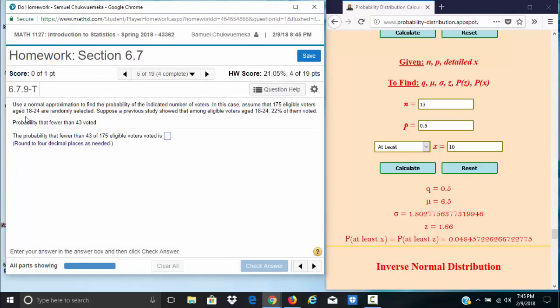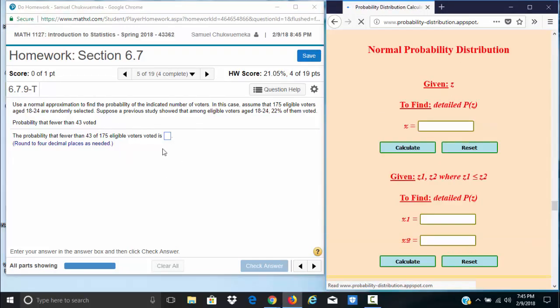Question 5. Use a normal approximation to find the probability of the indicated number of voters. So let me go ahead and refresh this while I read this. In this case, assume that 175 eligible voters aged 18 to 24 are randomly selected. Suppose a previous study showed that among eligible voters aged 18 to 24, 22% of them voted. Okay, so what is the probability that fewer than 43 of 175 eligible voters voted?